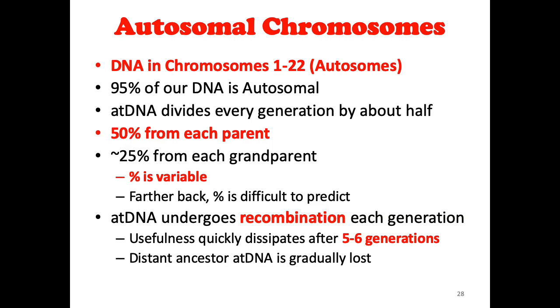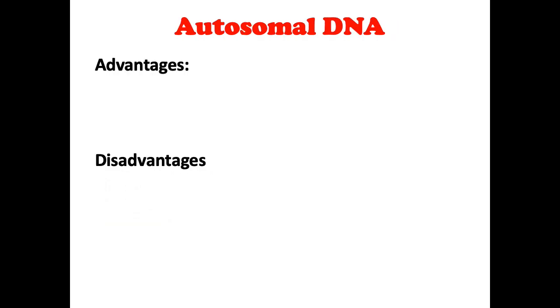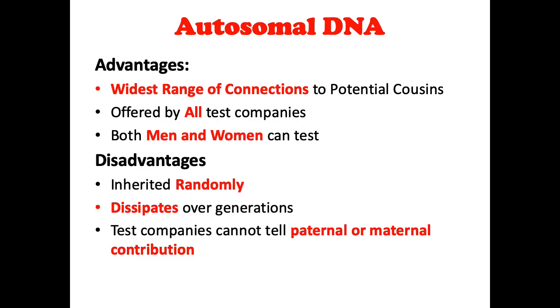You want to phase your data if you can test a parent or a paternal cousin to help you identify what side that DNA comes from. So this is kind of an illustration of all these ancestors and how it mixes coming down to you. Advantages are it provides the widest range of connections or relationships to you. Both men and women have autosomal DNA, so they compare the results.